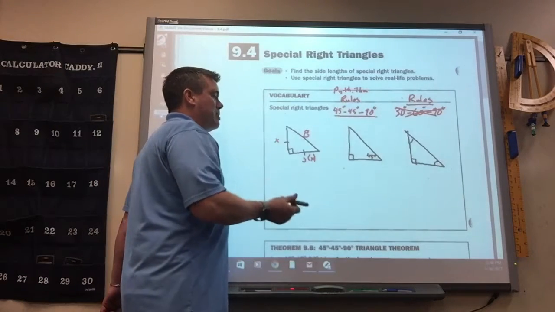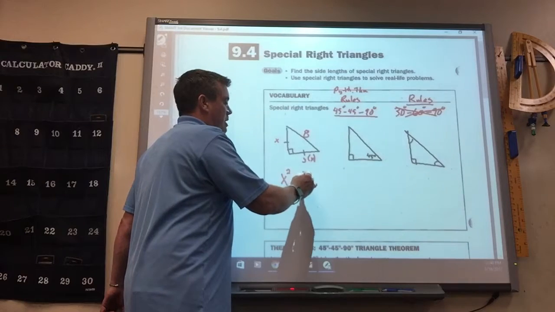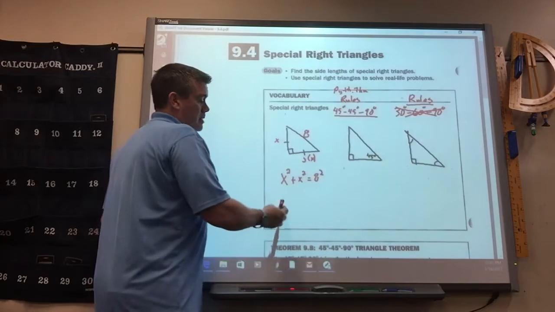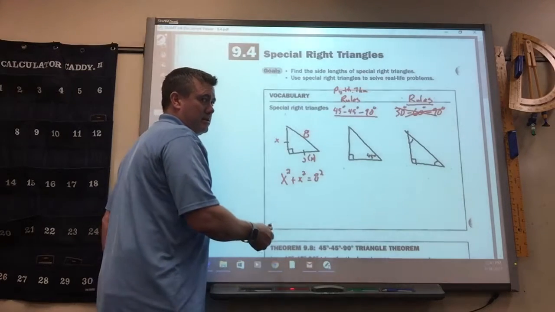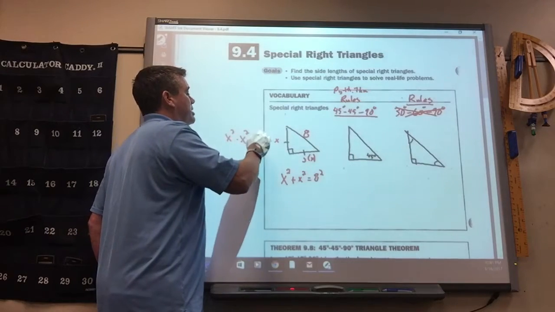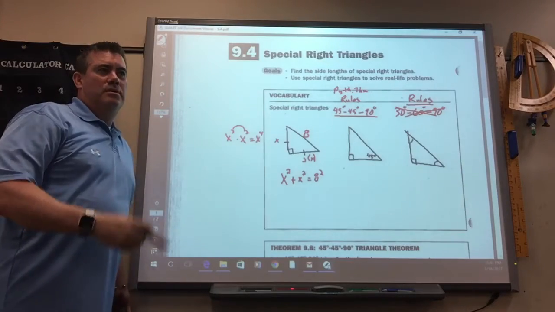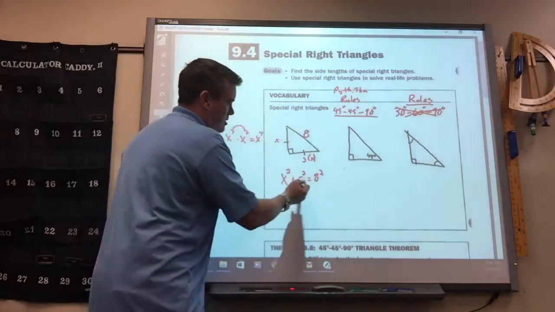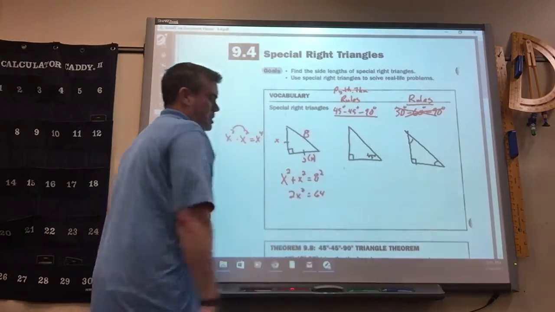So again, you could use the Pythagorean theorem. The leg squared plus the leg squared equals the hypotenuse squared. So what's an x squared plus an x squared? X squared times x squared is x to the 4th, but you have to add them. If you have an apple and another apple, what do you have? 2 apples. An x squared plus an x squared is 2x squared equals 64.